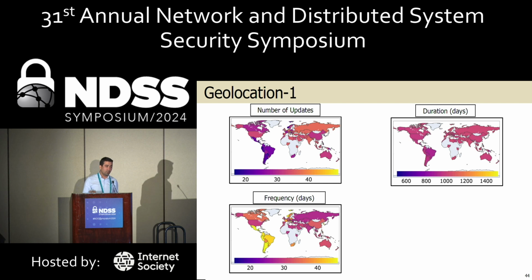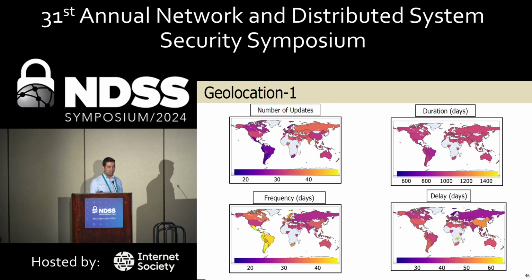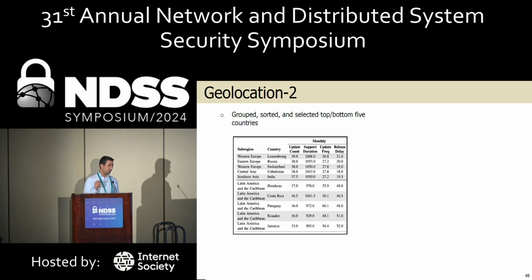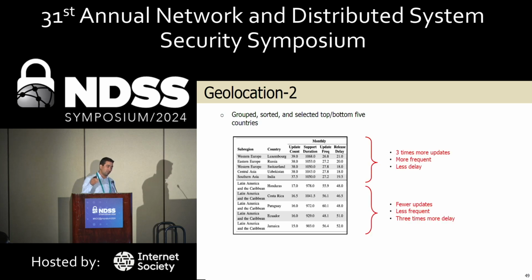And when we look at the frequency metric, we can see similar irregularities, as well as when we look at the delay metric. To get a more concrete understanding of the impact of geolocation on the distribution of security updates, we grouped and sorted different countries, and we picked the top 5 and bottom 5 countries. For this analysis, we only selected the monthly supported devices for a better comparison.